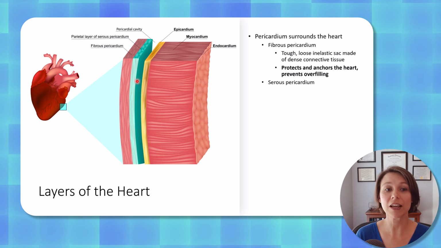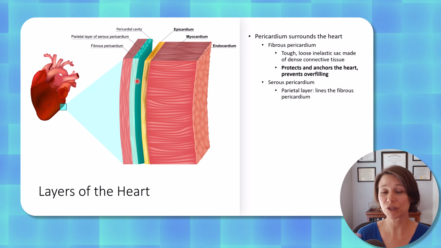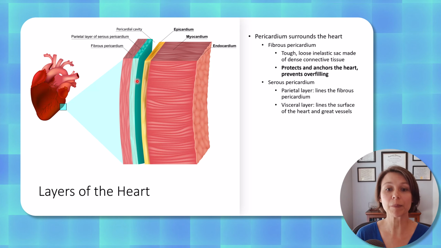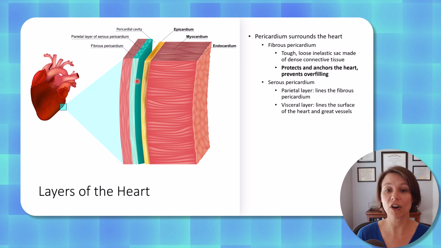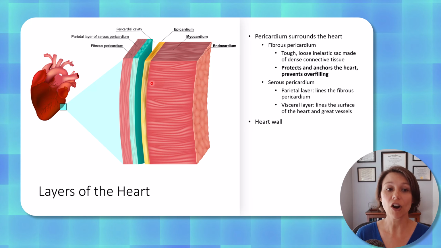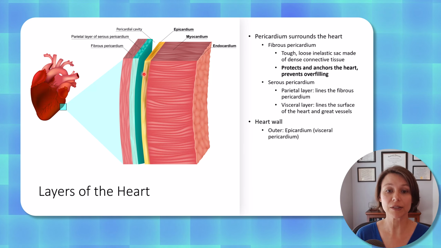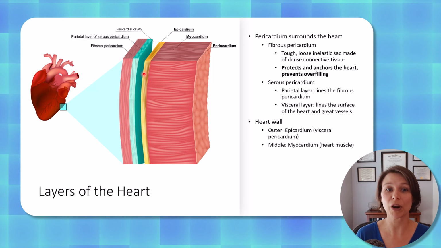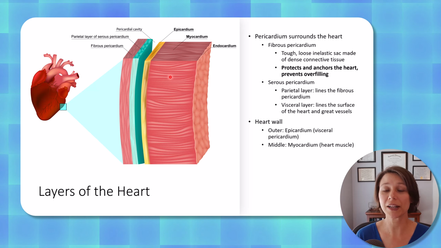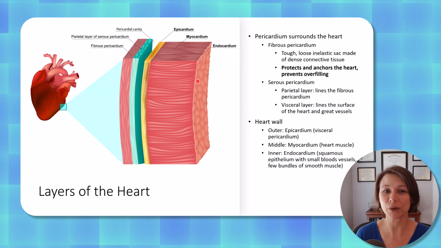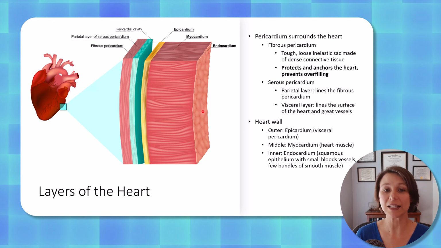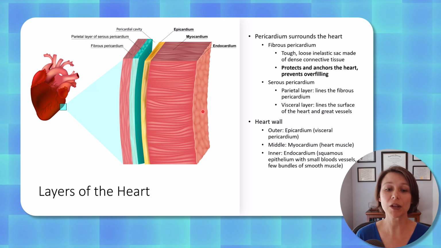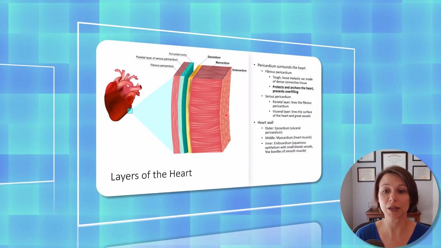Then we come to the serous pericardium. And again, there's two layers to this as well. The parietal layer lines the pericardium, and the visceral layer lines the surface of the heart and the great vessels. The heart wall is then made up of three layers. The outer part is the epicardium, which is also where the visceral pericardium is. The middle part is the myocardium. That's really the heart muscle. And then the endocardium is the inner layer of the heart. This is made up of a squamous epithelium with small blood vessels and a few bundles of smooth muscle.